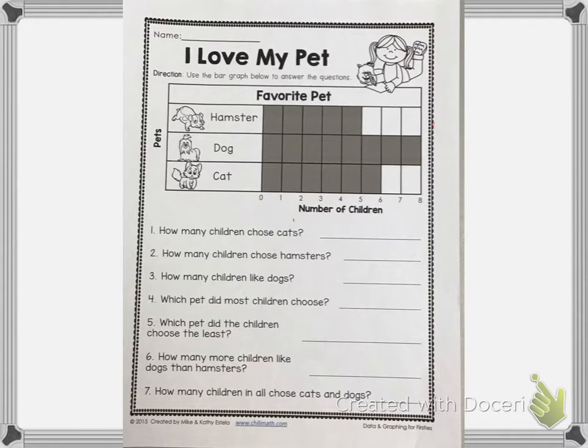Now, not all graphs will have a title, but we got lucky with this one, it does. The title can tell you a lot about the data. Just by looking at the title, you know this graph is going to be all about favorite pet. Okay? Now, that means that all the data is going to be an animal. It's going to be a pet.